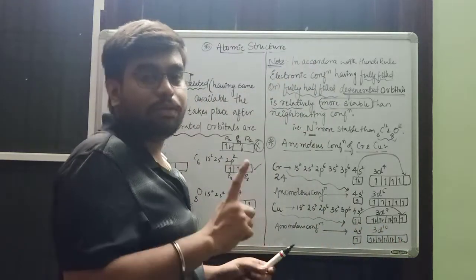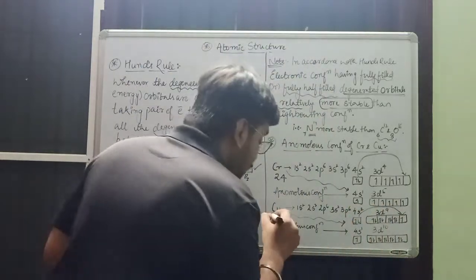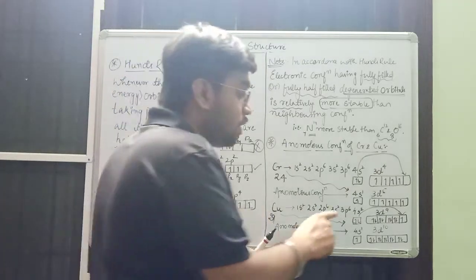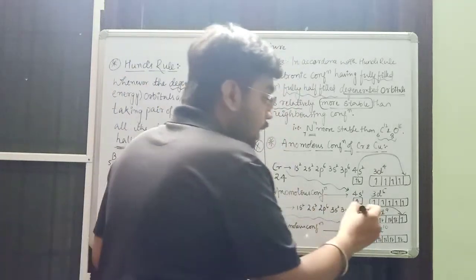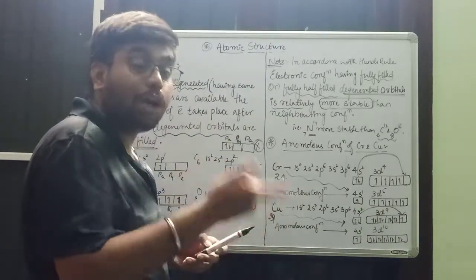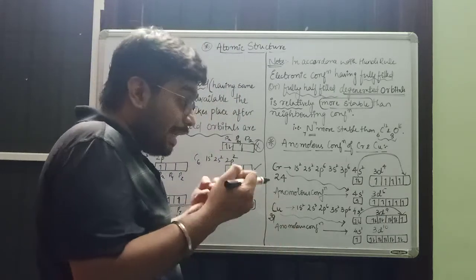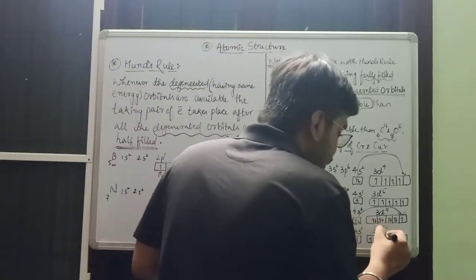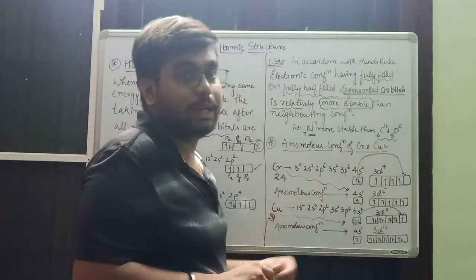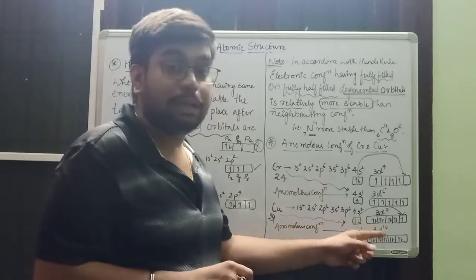The general electron configuration of copper is 4s2 3d9. Atomic number is 29. General electronic configuration is 4s2 3d9. To attain stability, fully filled or fully half filled are more stable, right? Yes. For attaining fully filled shells, the electron is transferred from 4s to 3d, and the atomic configuration of copper is 4s1 3d10.